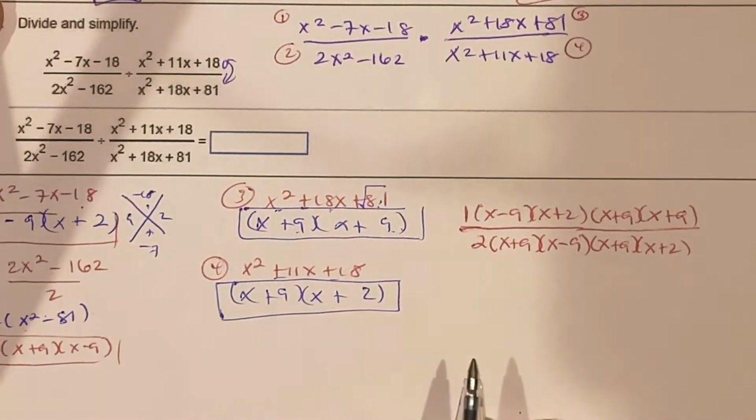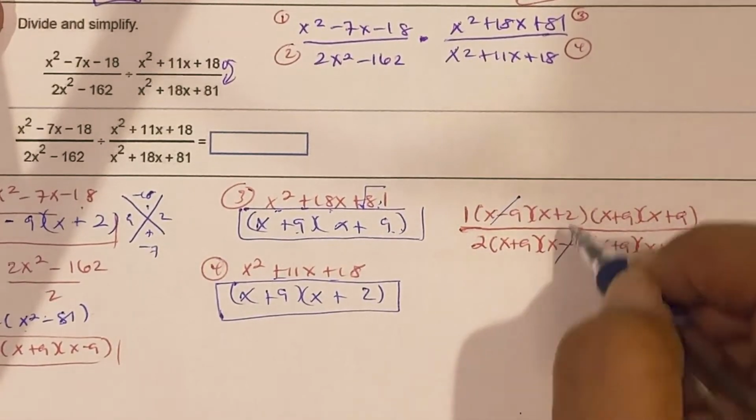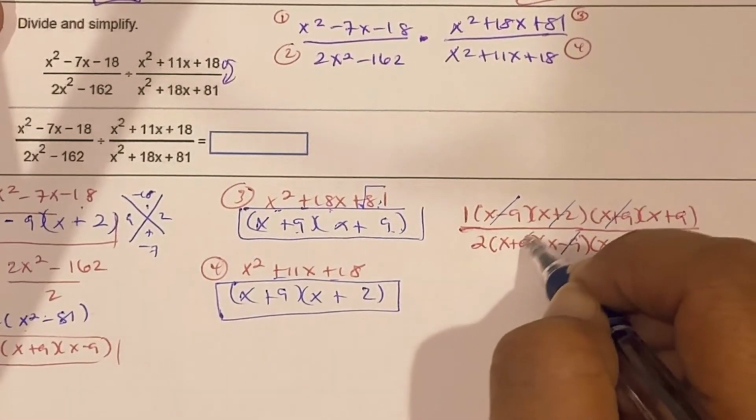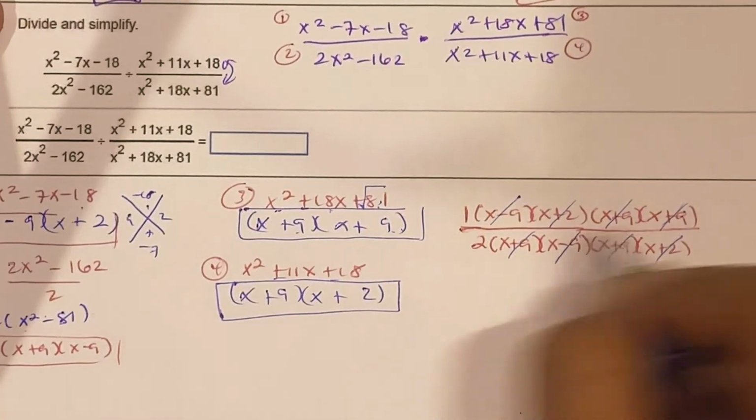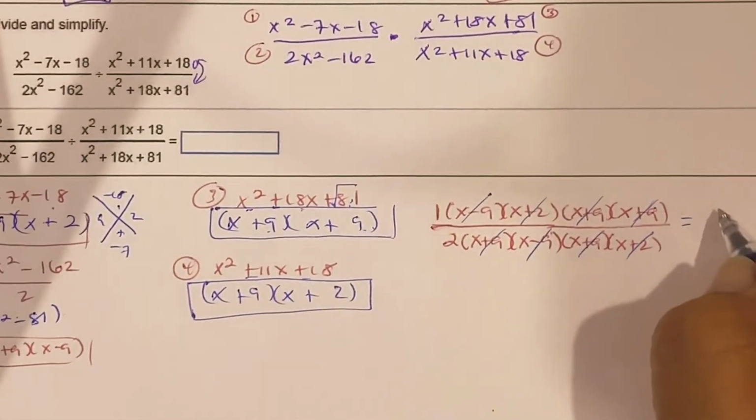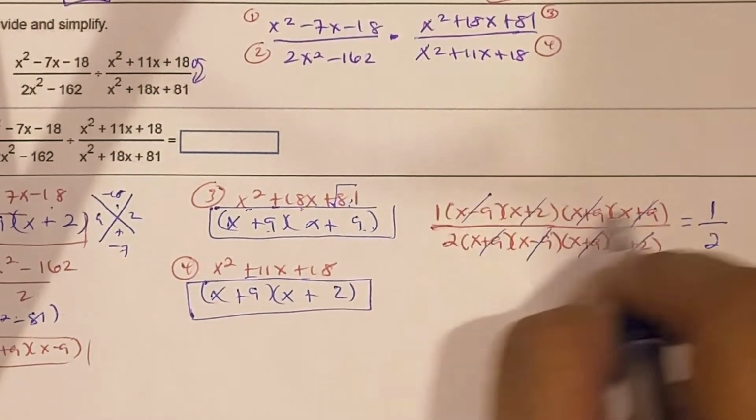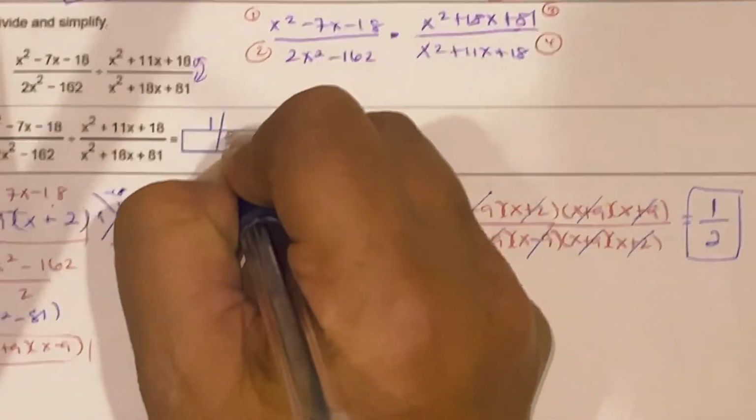Okay, so now we're going to cancel out our like terms. x minus 9 and x minus 9 cancels out. x plus 2 and x plus 2 cancels out. x plus 9 with this first x plus 9 cancels out. The second x plus 9 and the bottom x plus 9 cancels out. And then when we look at what's left, it's the 1 I wrote over the 2. The rule is if everything eliminates from the numerator, it has to have a value. It's got to be a value of 1. So our answer is going to be 1/2.